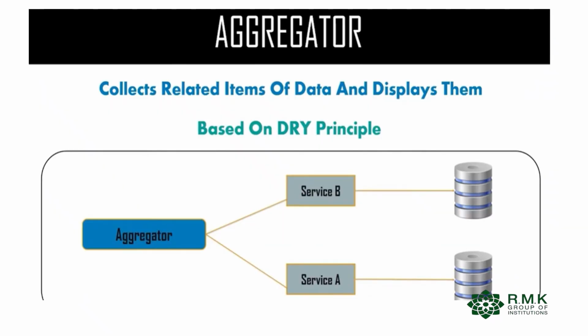Here, one of the main properties is the aggregator. The aggregator collects related items of data and displays them based on a property, like the DRY principle.